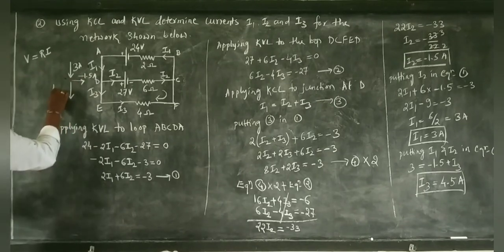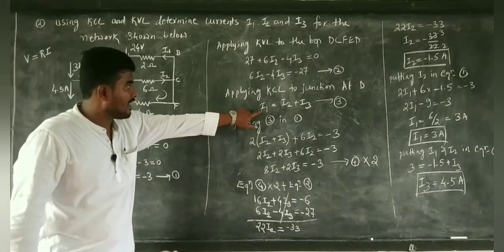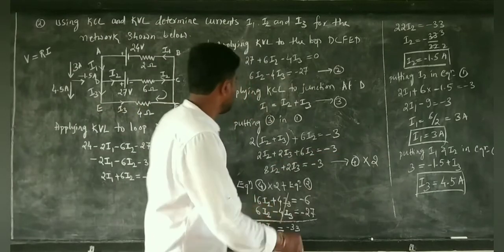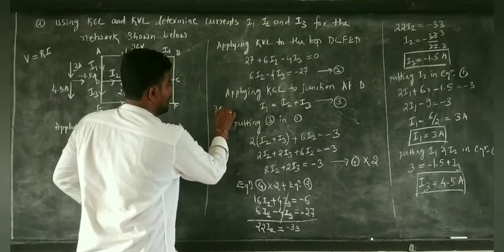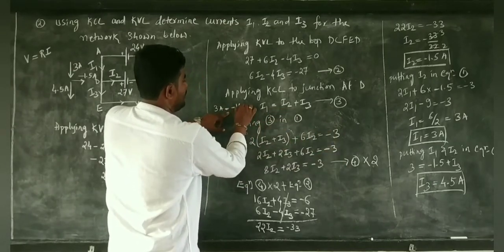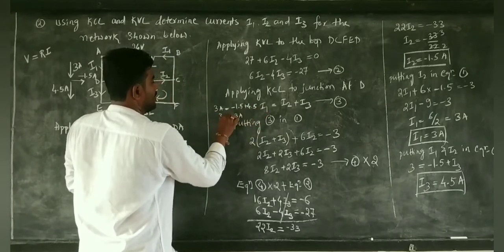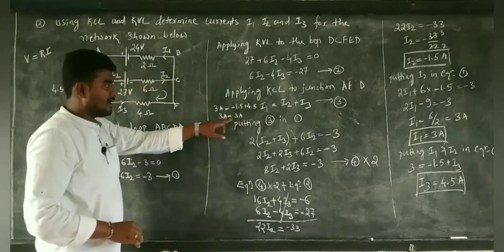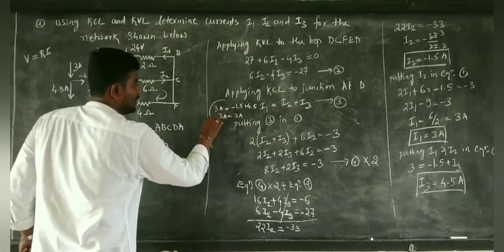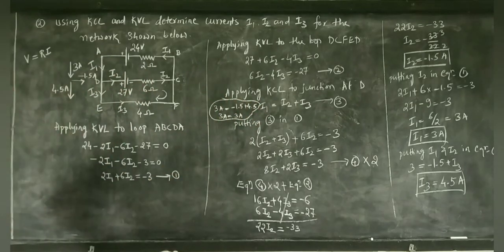It is 4.5 ampere. Okay, so according to junction rule, I1 is how much? I1 is 3 ampere, and 3 ampere is equal to I2 plus I3, that is minus 1.5 plus 4.5, that is 3 ampere. Current entering the junction is also 3 ampere. Current leaving the junction is also 3 ampere. Okay, so this is how you are supposed to calculate the currents, by using KCL and KVL.